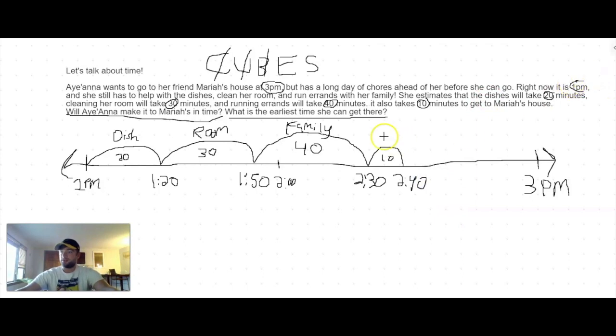So for this problem, that's really all you need to do for the math. We'll say drive. So it's 2:40 p.m. Ayana's done with everything. Can she get to Mariah's on time? Yeah, she can. And I'm going to type this because it's better than writing at this point. So to answer the first question is yes.